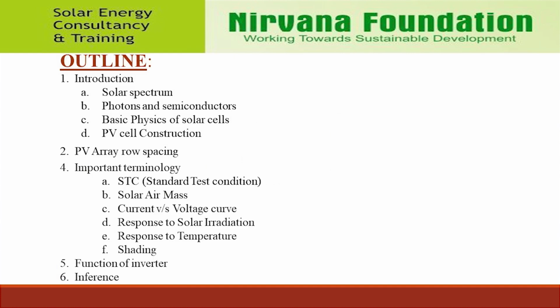Outline of course. Introduction regarding solar spectrum, photons and semiconductors, basic physics of solar cells, PV cell construction, PV array row spacing. Important terminology. STC, standard test condition. Solar air mass. Current versus voltage curve. Response to solar irradiation. Response to temperature. Shading. Function of inverter. Inference.